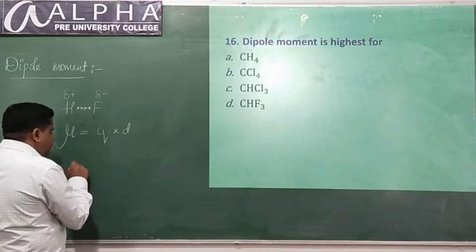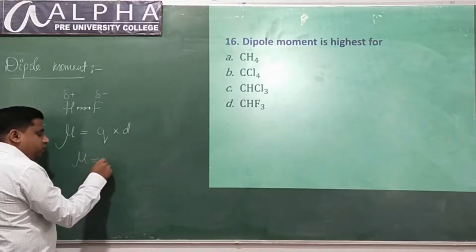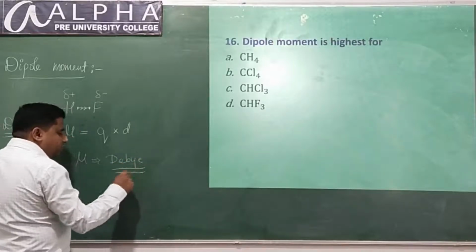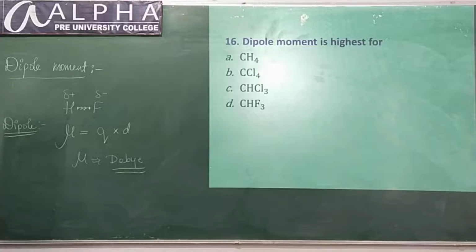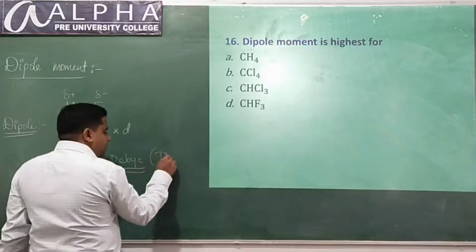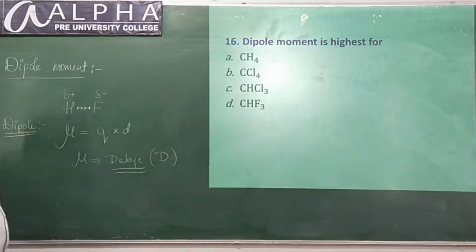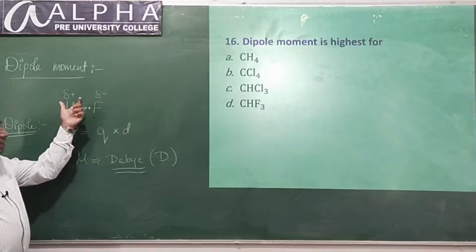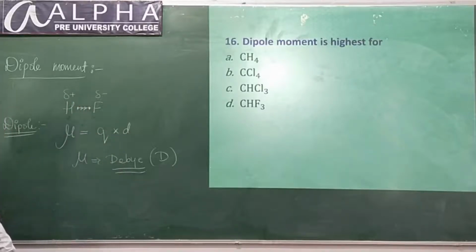And what is the unit of dipole moment? The unit of dipole moment is the debye, which is denoted by the capital letter D. Come again. What is dipole moment? It is the product of either of the charges and the distance between the two charges.